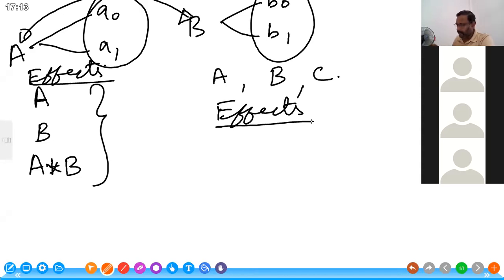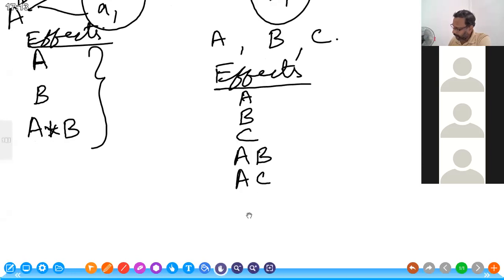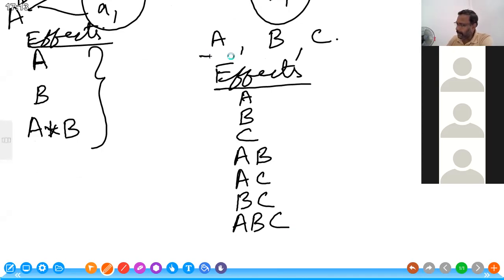Effect of A, B, C. A into B, A into C, B into C, and A into B into C. Excellent. So you see, this is how we write down the effects. All these are called interactions.